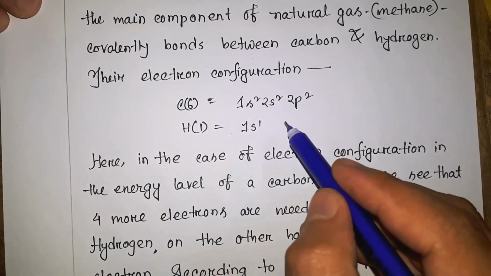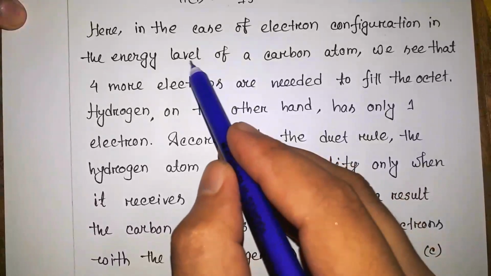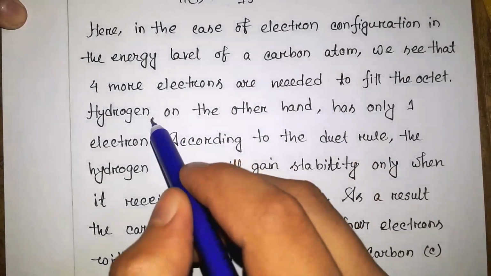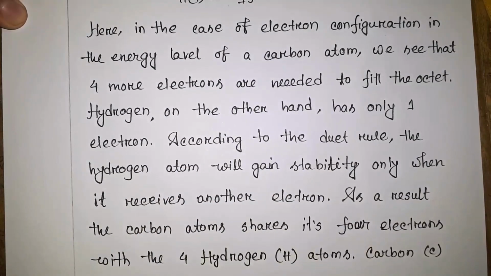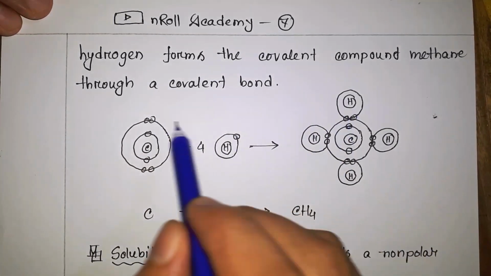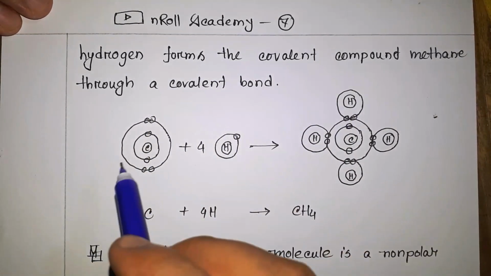We previously explained this. Here, in the electron configuration in the energy levels of a carbon atom, we see that 4 more electrons are needed to fill the octet. Hydrogen needs only 1 electron to fill the duet rule. So according to the duet rule, hydrogen atoms will gain stability only when they receive another electron. As a result, the carbon atom shares its 4 electrons with the 4 hydrogen atoms. Hydrogen forms the covalent compound methane through a covalent bond.